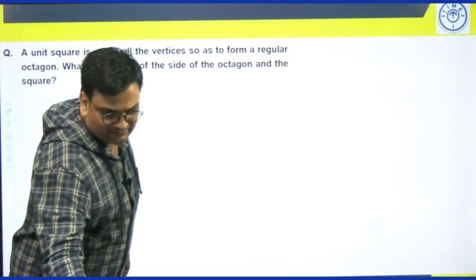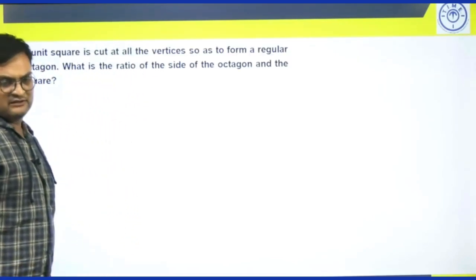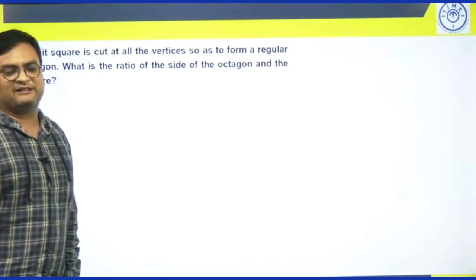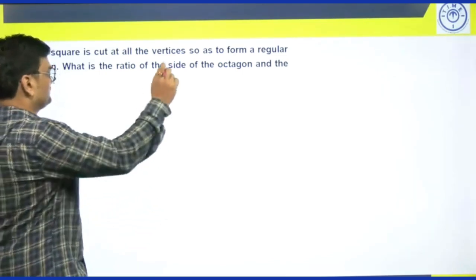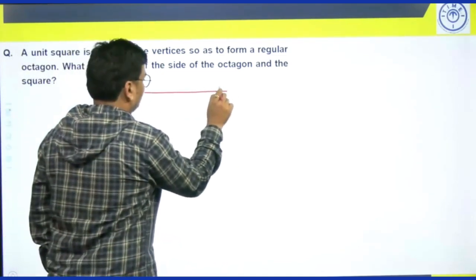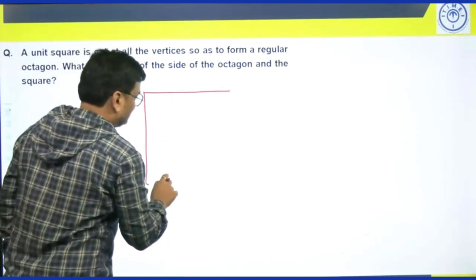The very first question that we have is this. It says a unit square is cut at all the vertices so as to form a regular octagon. So the square is there, it is a unit square, which means the side length is 1 unit.